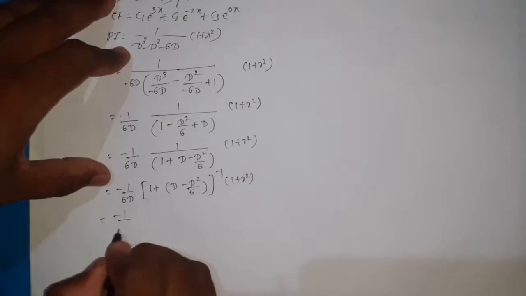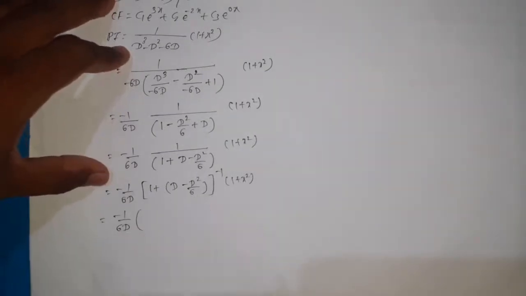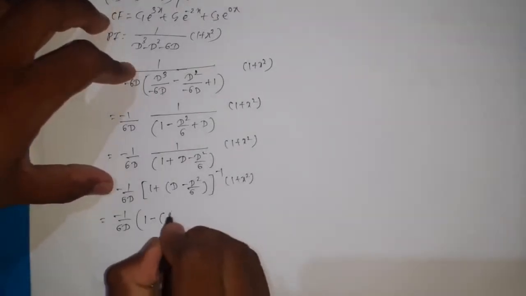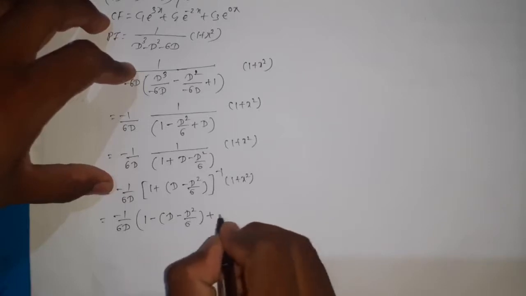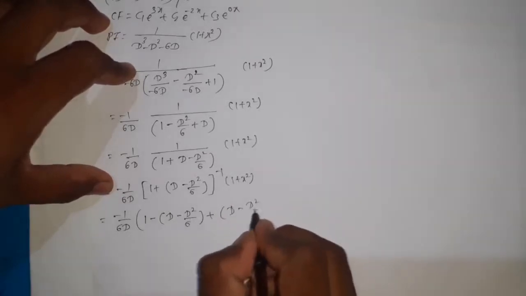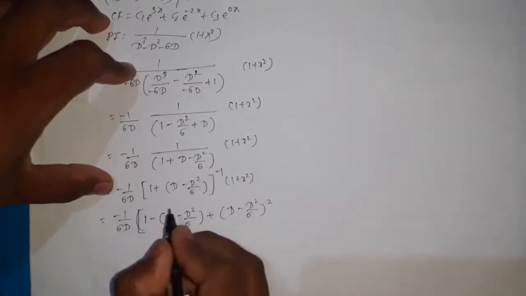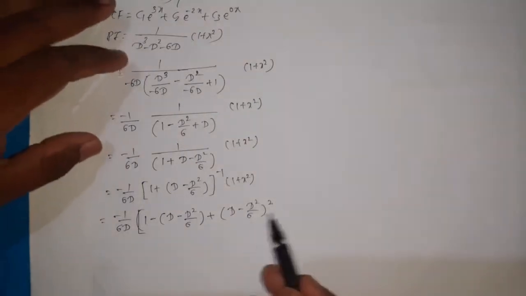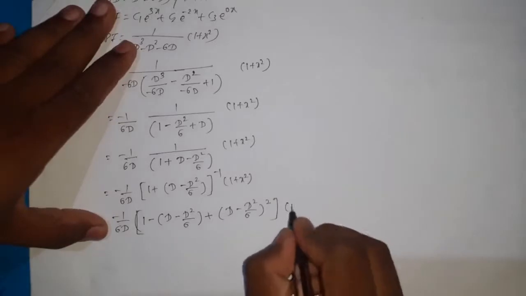So therefore minus 1 by 6D. Here we use 1 minus x plus x square minus x cube and so on. So 1 minus D minus D square by 6, plus D minus D square by 6 whole square. So here the maximum power of D will be 2. If you consider the next term, that will be more than 2. So therefore we need to stop here.